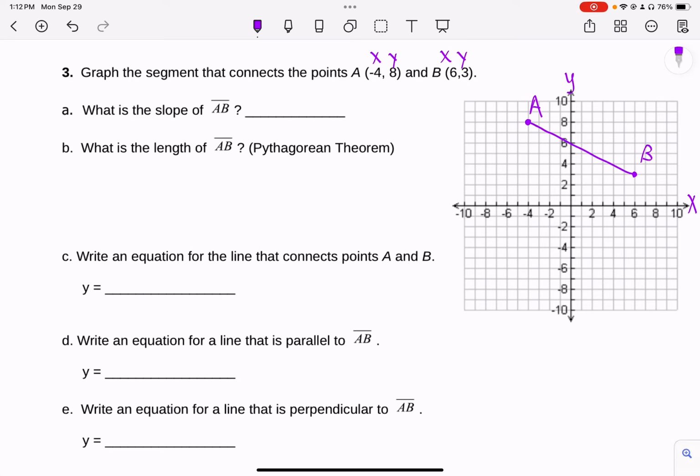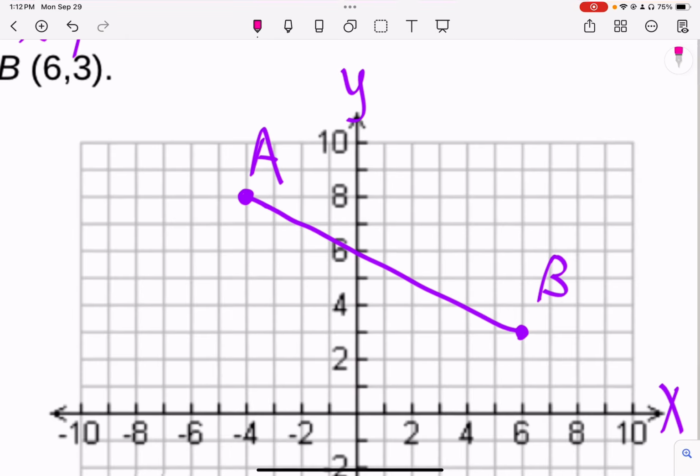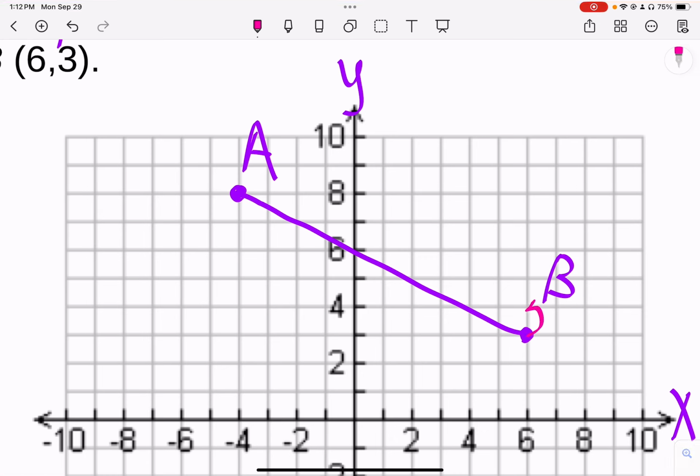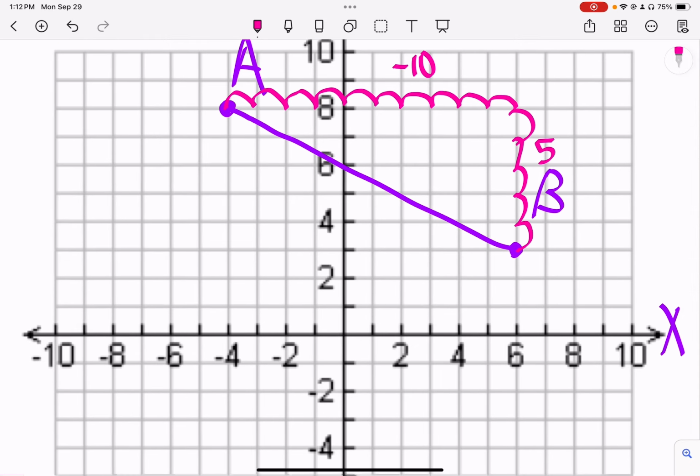Okay, then it asks for the slope of that line segment. So we're going to say rise over run. So we're going to count it. I'm going to count, I'll use a different color here and we'll zoom in. So I'm going to count the rise, which is 1, 2, 3, 4, 5. I like to start from the bottom point always. I just think it makes it easier. And the run is negative. 1, 2, 3, 4, 5, 6, 7, 8, 9, 10. -10. So 5 over -10.